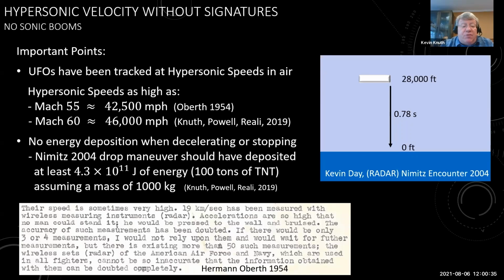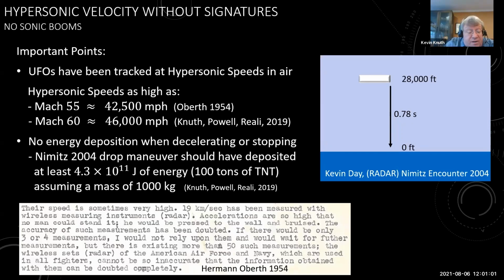And performing that maneuver, the amount of energy that would have been necessary would have been on the order of 4 times 10 to the 11th joules. So that's equivalent to 100 tons of TNT, or would have been equivalent to blowing up 250 Tomahawk cruise missiles simultaneously. There should have been a huge explosion when this thing came to a stop at the sea surface, and that was not observed.